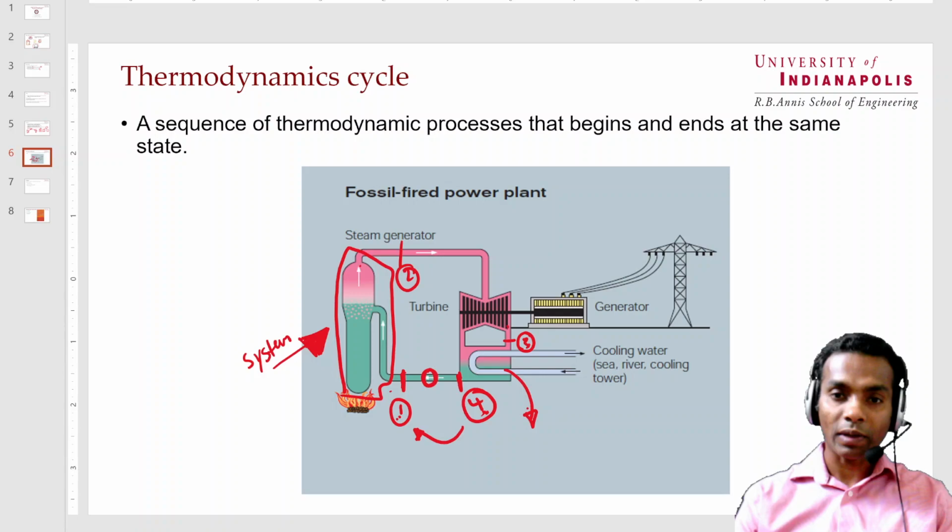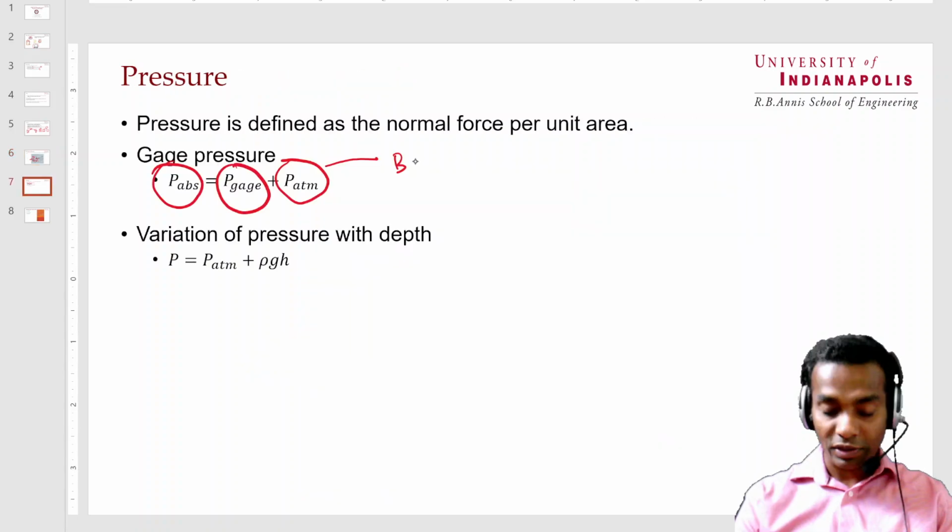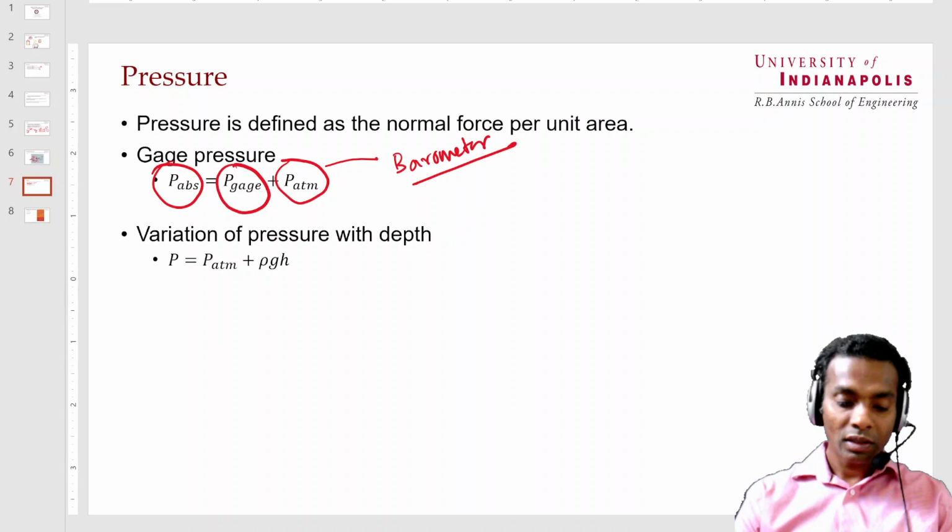And then a little bit of concepts regarding some properties that we're going to see frequently. One is pressure. Pressure can be measured using a pressure gauge. That's the gauge pressure. And to get the absolute pressure, you need to add that gauge pressure to the atmospheric pressure. Atmospheric pressure can be measured using a barometer.